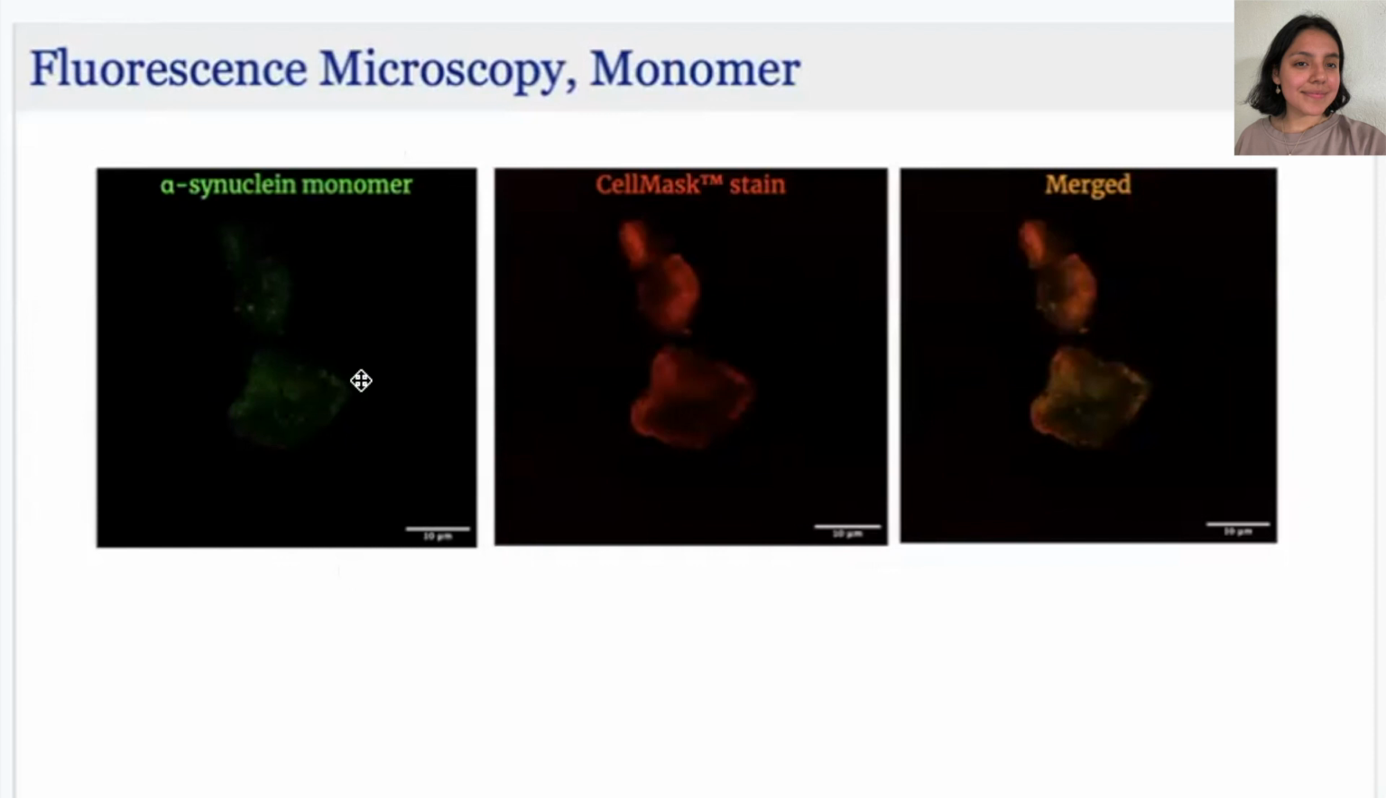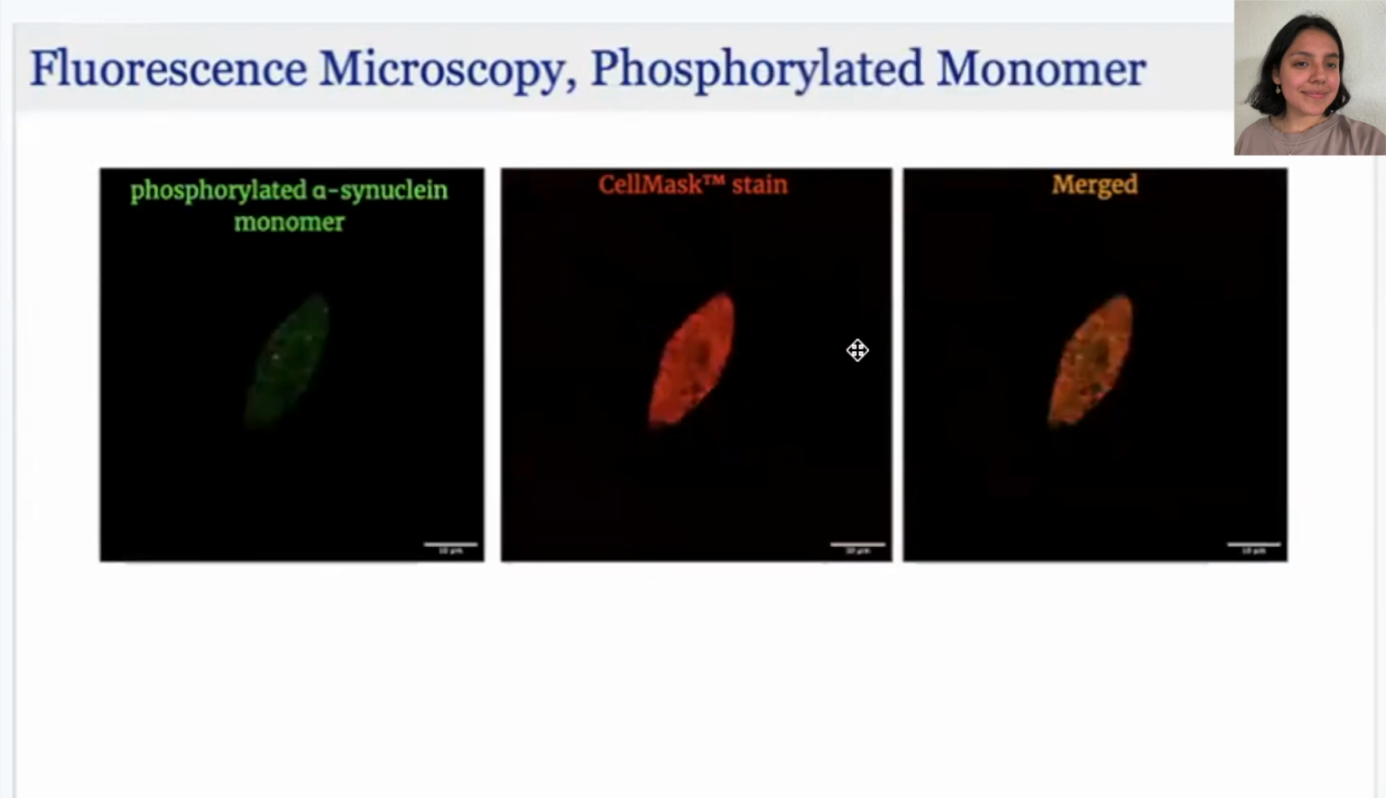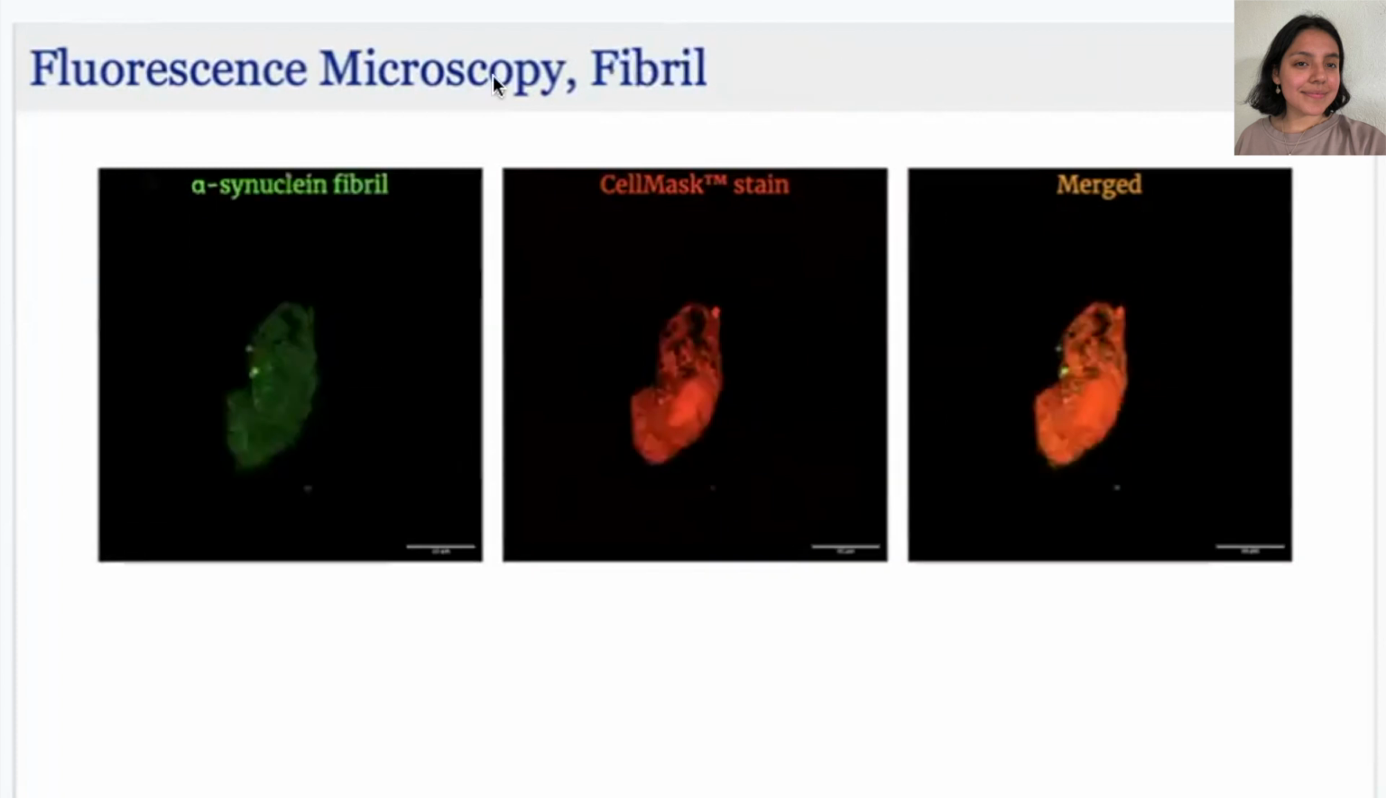Here you can see that the monomer is a pretty light signal. You can still see some green, but it's not very opaque. Then we move on to the phosphorylated monomer, and it's a little bit brighter, with some more signal here in the middle, as you can see by the brighter green. And again, the red is just to make sure that it's within the cell. Then we move on to fibril, and you can see the uptake is even stronger by this brighter green on the left, this little aggregate. And again, making sure it's within the cell, not extracellular.